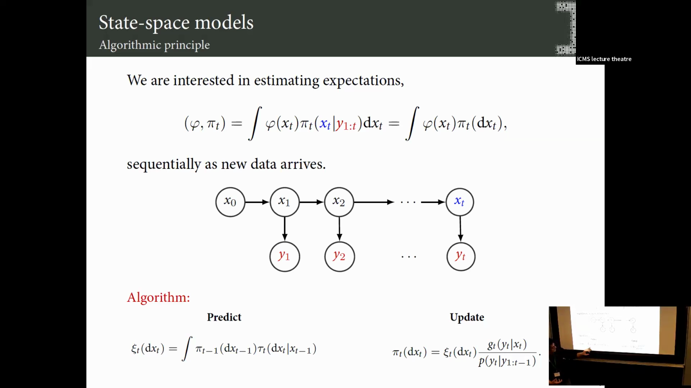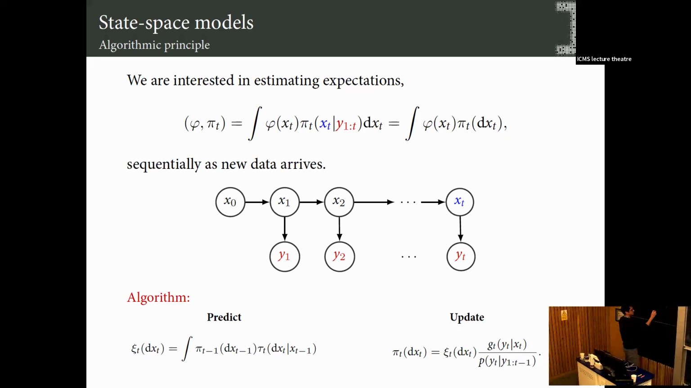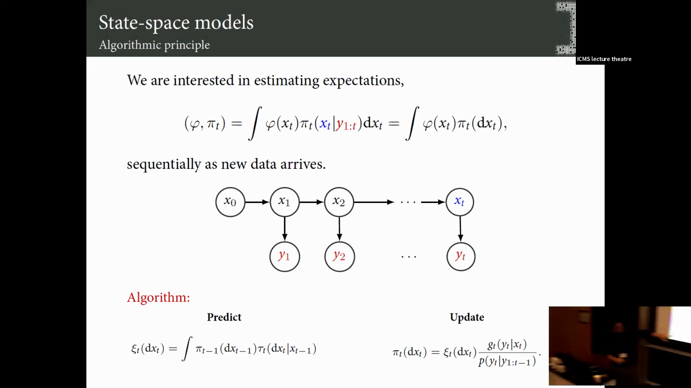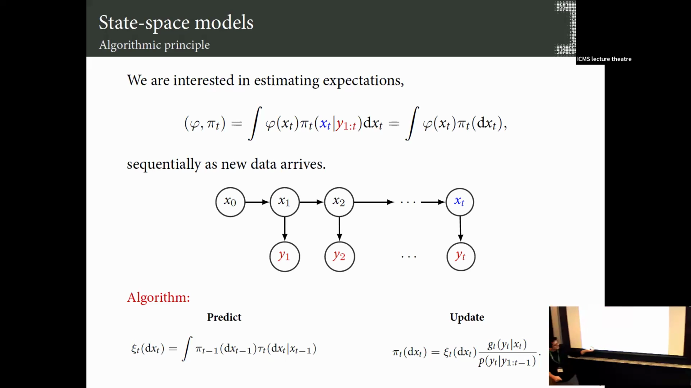The way to handle that is a prediction step. The prediction step takes pi_{t-1}, the posterior of the previous time. I'm not writing the conditioning on y_{1:t-1}, but that is that distribution. I have to pass it through the transition kernel, so I have to construct the predictive measure. This is the predictive measure of x_t given all the past data. Then you plug it in here and do the regular update.